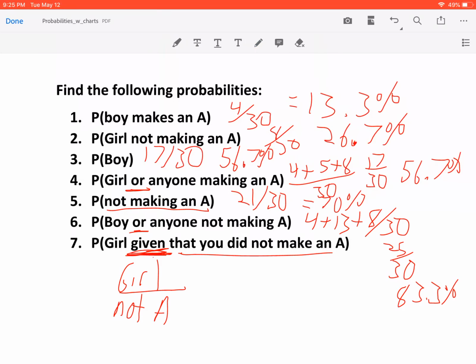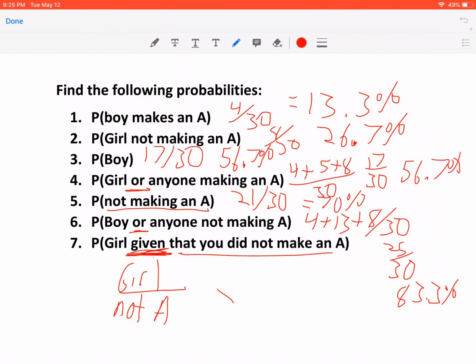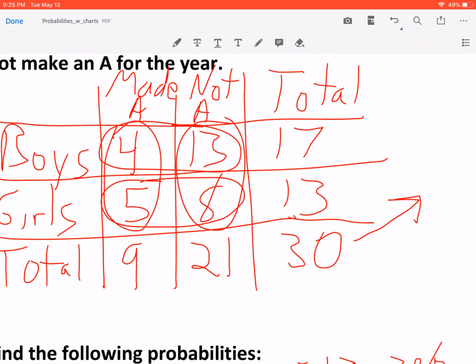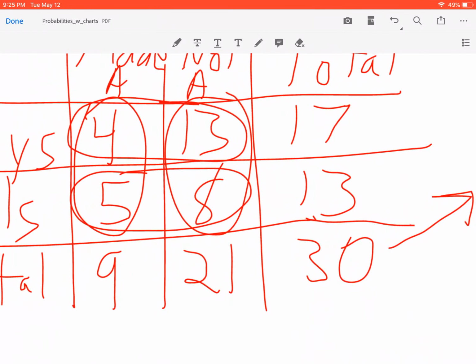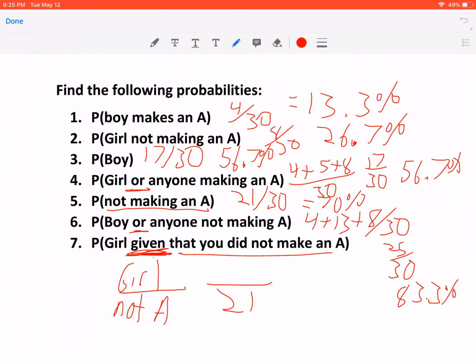Okay, so let's go back up and look. So how many people did not make an A? 21. Alright, it's my denominator. Just in that column of 21 people, how many were girls? Well, there were 13 boys and 8 girls, so it should be 8 out of 21. Remember, if it's given, you're going to have a different denominator than the total. 8 divided by 21, 0.3809, so I'm going to say 38.1%.